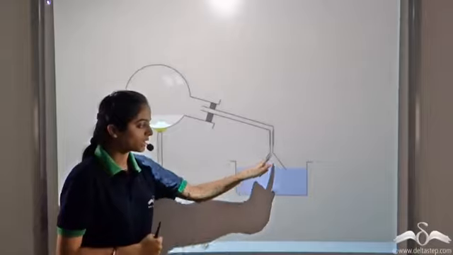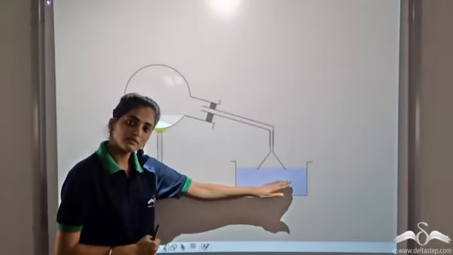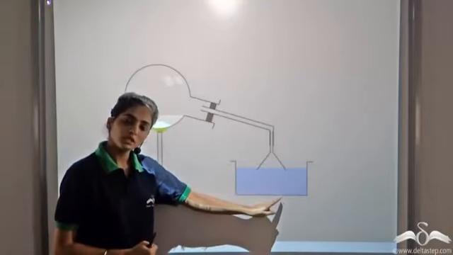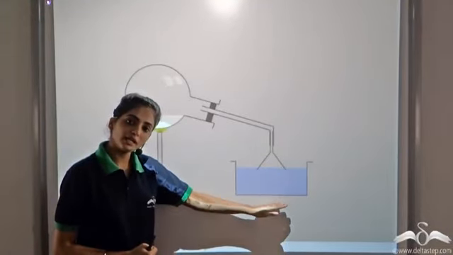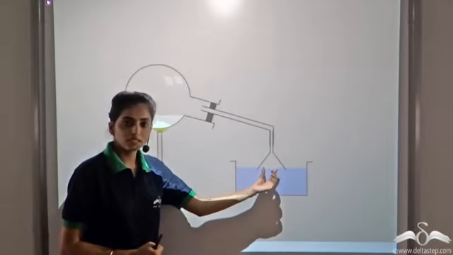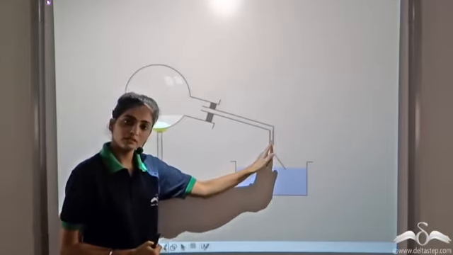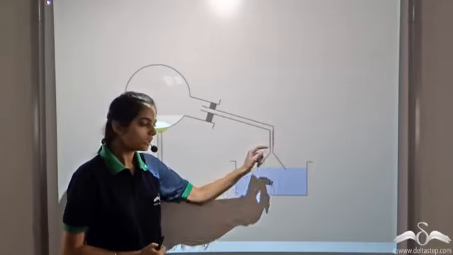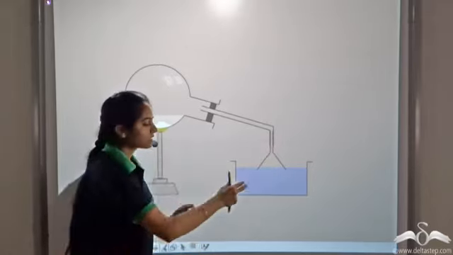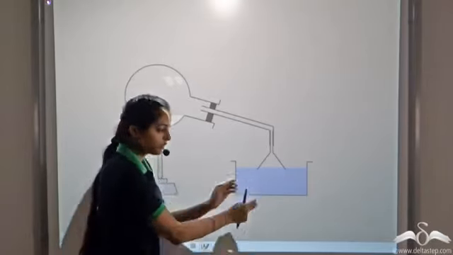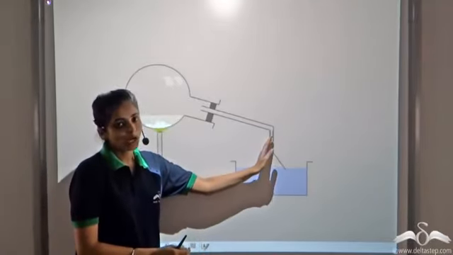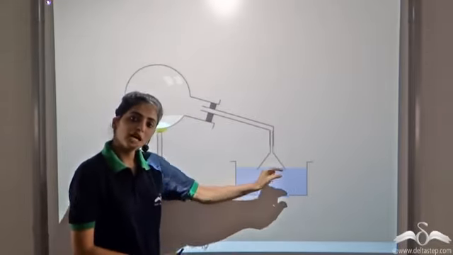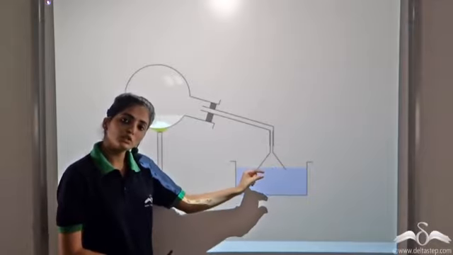Now, as this provides a larger surface area, as the gas is produced, it is dissolved in water. Since it is dissolved at a very high rate, this creates a low pressure area over here. So as low pressure is created in this zone, to equalize the pressure, some water from this trough rises in the funnel. So as the water rises, the level of water here drops. That creates an air gap between the two.